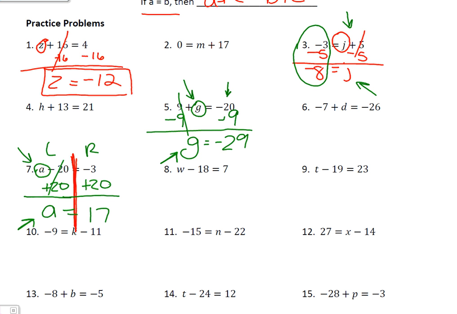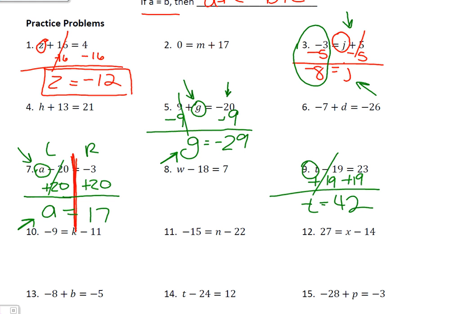Alright, let's go through a couple more here. Let's do 9. So for here we have T. What they did to T was they subtracted 19. So we're going to add 19. And if I add 19 to the left side, I'm going to add 19 to the right side. So T equals 23 plus 19 is 42.